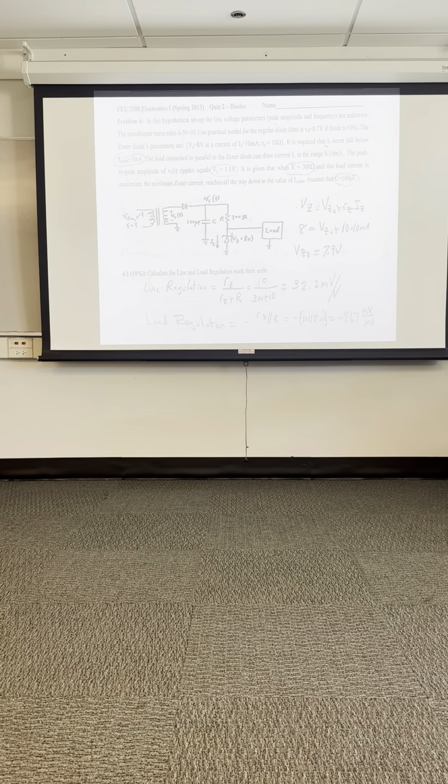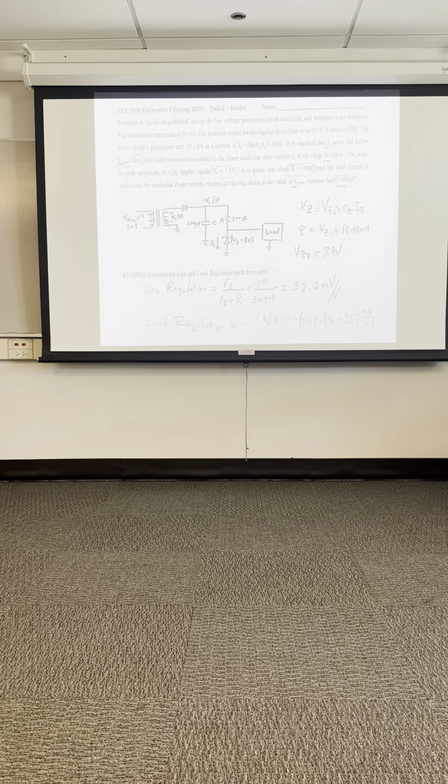I_Z must never fall below I_Z min of 5 milliamp. The load can draw 0 to 10 milliamp. The peak-to-peak ripple is 1.5 volts. The resistor is 300 ohm, and the load current is maximum. The minimum Zener current is all the way to I_Z min, which is 5 milliamp. The capacitor is 100 microfarads.